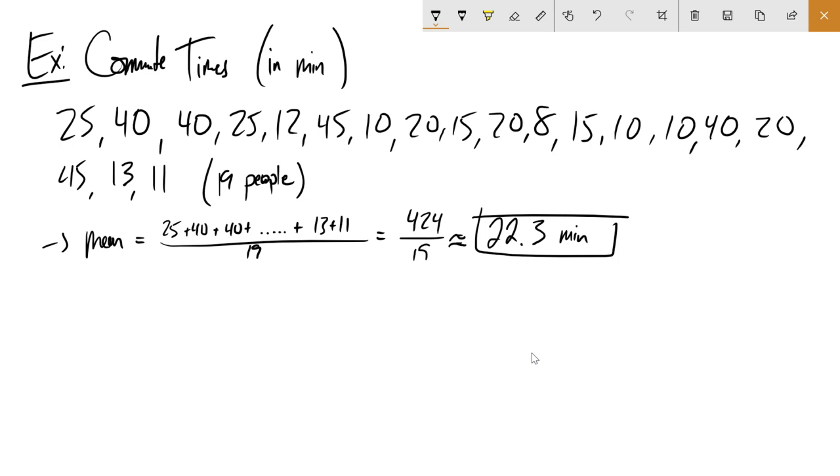Now, the mean's the easier one probably. The median takes a little more work because if we were going to do the median, we have a first step, which is, what do we need to do with our data?